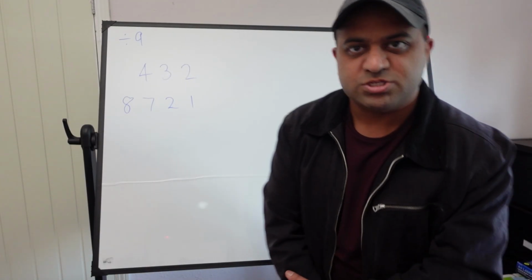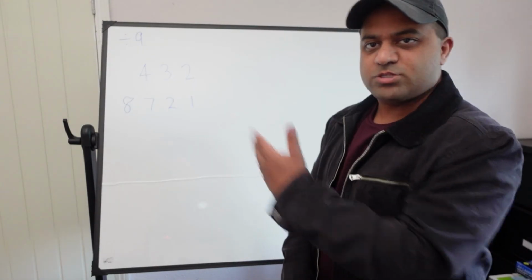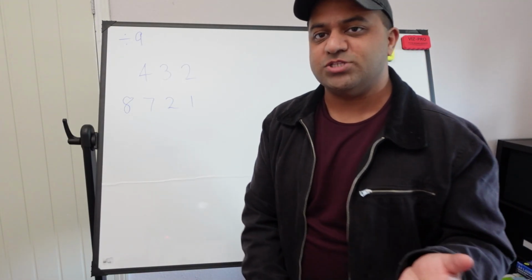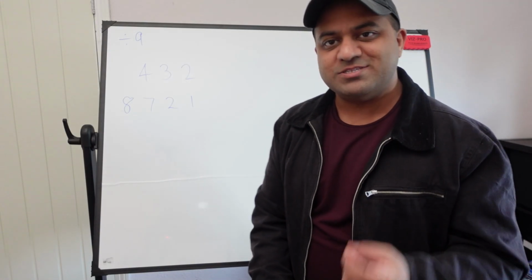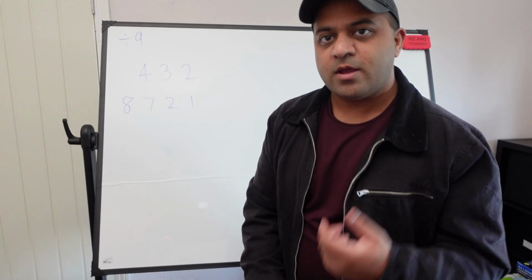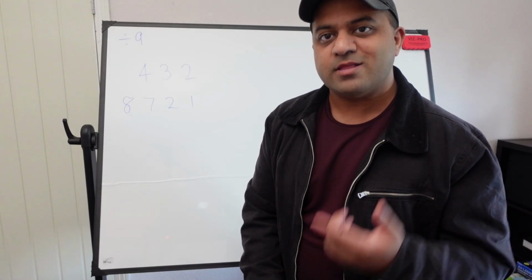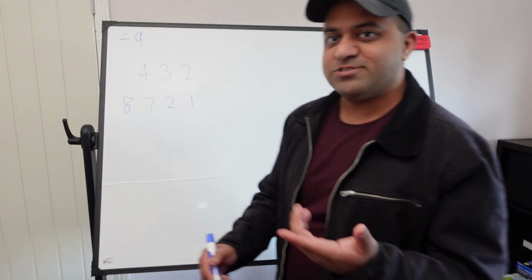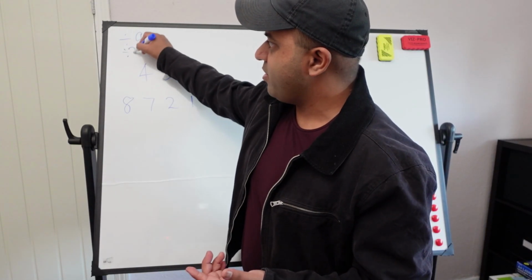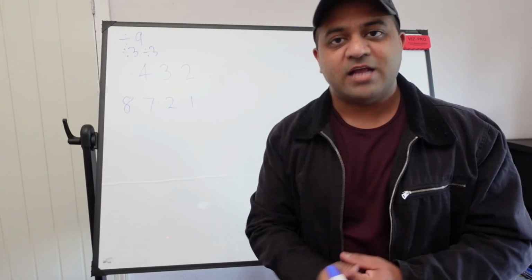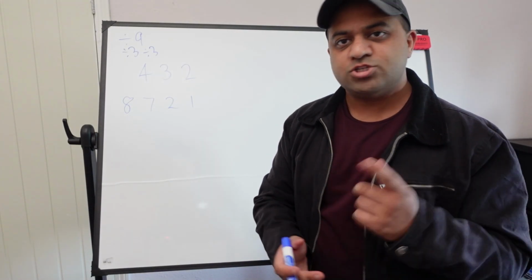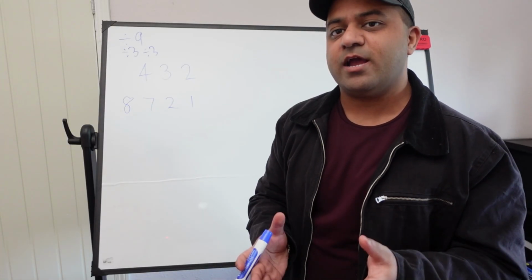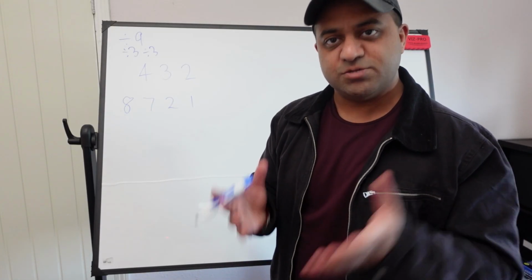Alright, so to divide by 9, here are 2 examples, 432 and 8,721. Both of those numbers are exactly divisible by 9. And the rule comes from the fact that 9 is made of 3 times 3. So dividing by 9 is just like dividing by 3 and dividing by 3 again. So what was the rule for dividing by 3? It was to sum the digits and check if the result is a multiple of 3.